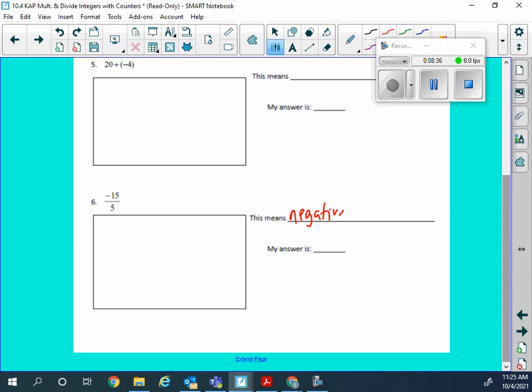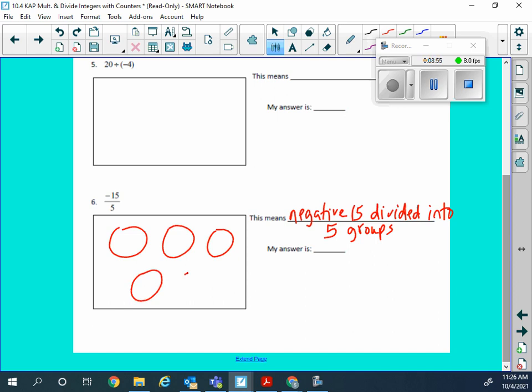Okay, so negative 15 divided into 5 what? Groups. Okay? Do you think I can do that easily? Negative 15 and put it into 5 groups? Yeah. Sure. 1, 2, 3, 4, 5.